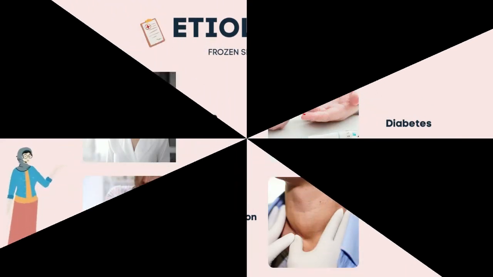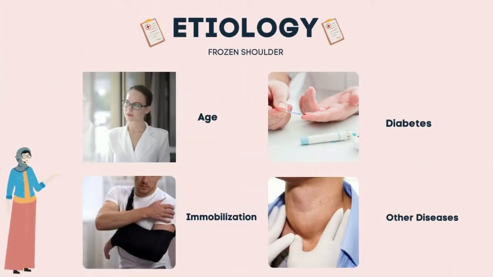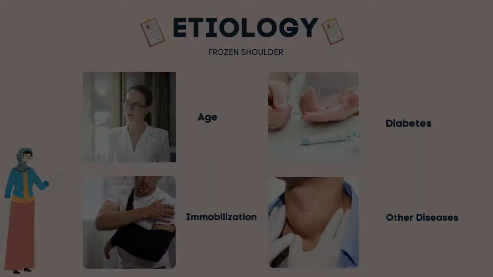The etiology of frozen shoulder. First, age. People ranging from 40 to 60 years old are more likely to develop frozen shoulder. Second, diabetes. Third is immobilization. Lastly, other diseases. Some diseases associated with frozen shoulder include hypothyroidism, Parkinson's disease, and cardiac disease.